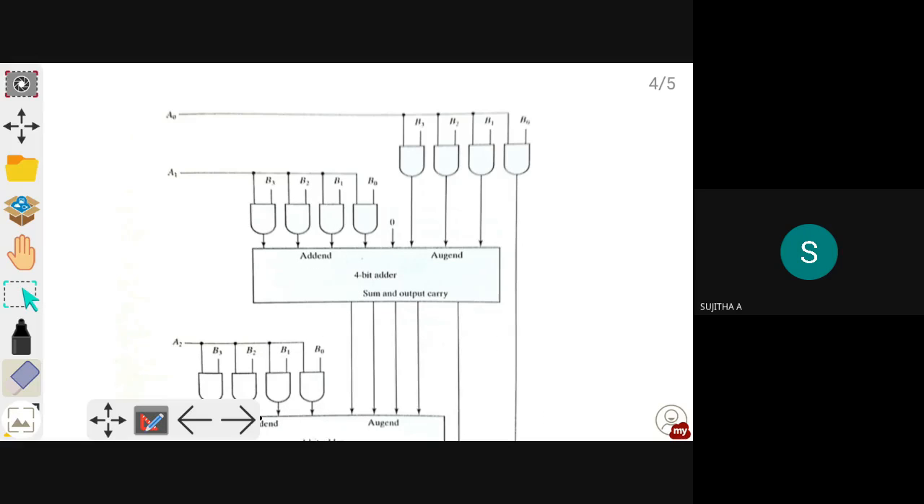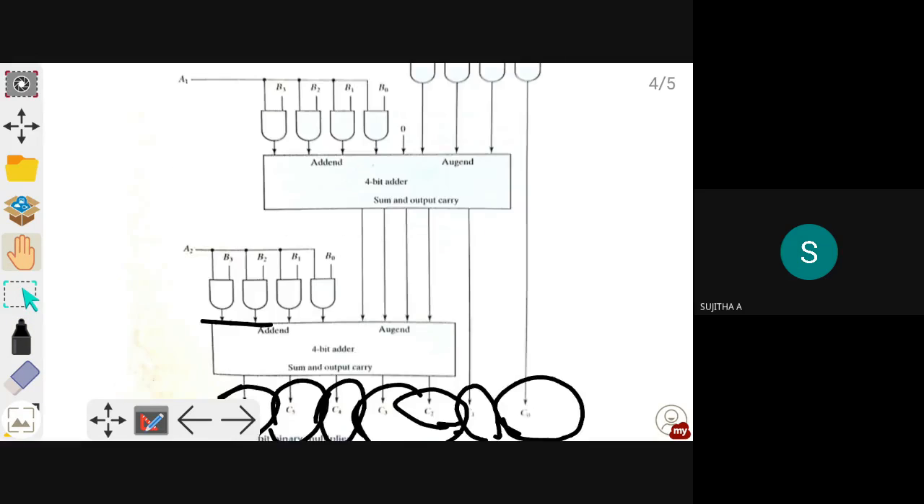So you count and see here. 1 2 3 4 5 6 7 8 then 9 10 11 12. So 4 into 3, so 12 is the number of AND gates you will be using here.